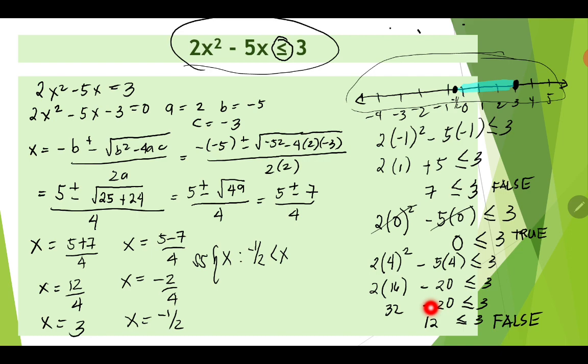Pinsin mo, di ba sa negative 1 half, pupunta siya sa right. Okay, x, tapos si 3, papunta siya sa left. Okay, so, x negative 3. Tapos, dapat mas malaki si 3 kesa kay x. So, yan ang magiging solution set niya.